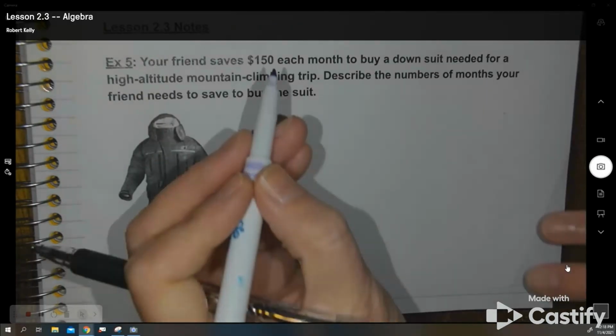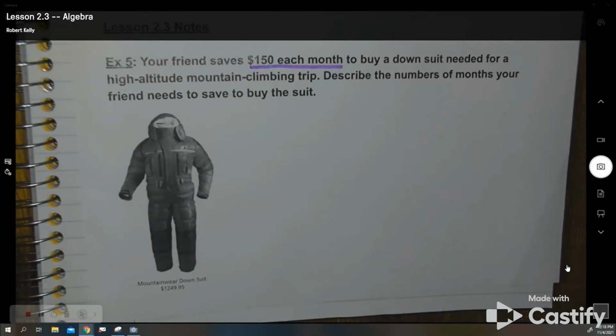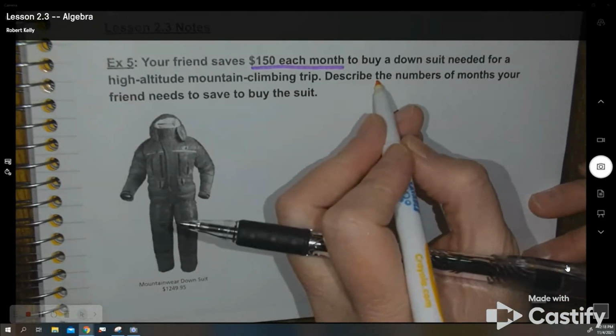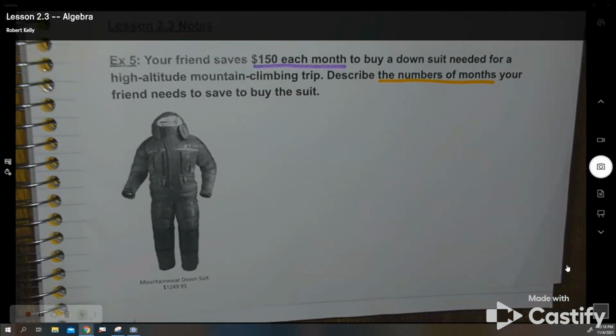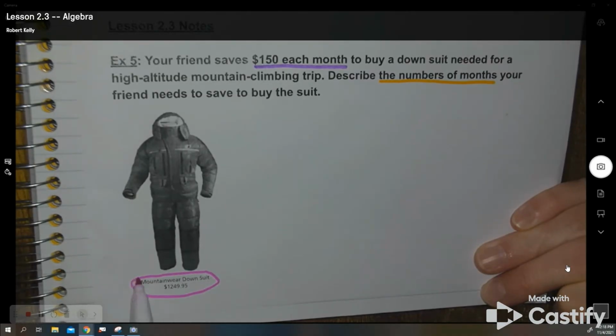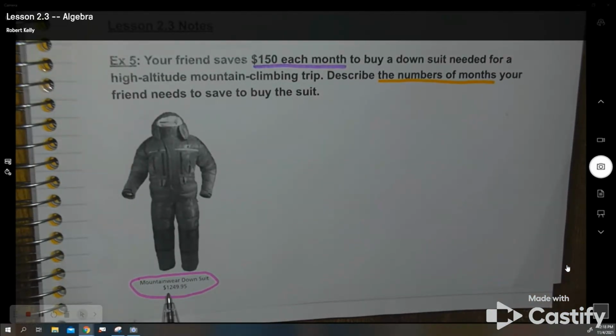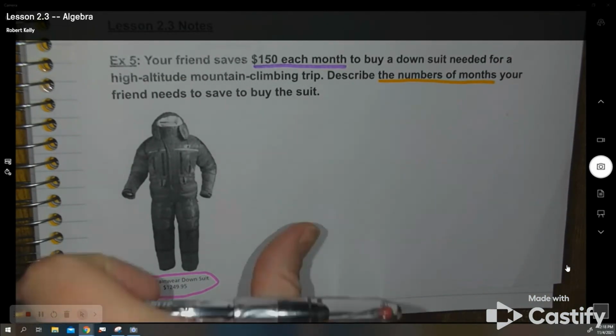So our friend is saving $150 each month. We don't know how many months at the moment, right? Because it's asking us right here. Describe the number of months. So that's where our variable comes into play. And down at the bottom of this picture, we've got information about how much that suit's going to cost us. So it looks like $1,249.95. So we're going to take this information. We're going to make our inequality.